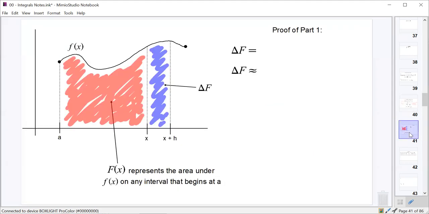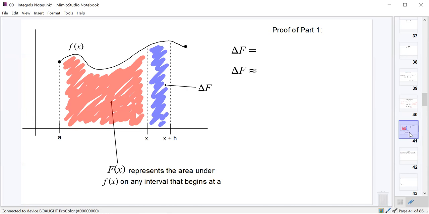So the whole thing that we're going to be really focusing on today is proving the fundamental theorem of calculus. I've started us off here with a picture of some function f of x, and we've got some chunk of that function with an area under it that I've highlighted here in red. We're calling that capital F of x.